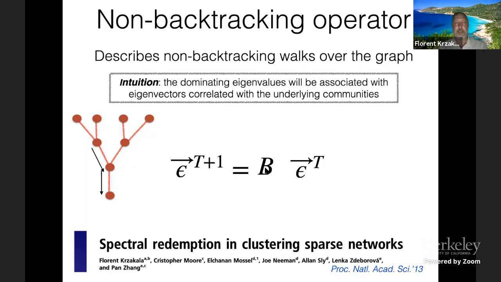So it's a spectral clustering algorithm, except that instead of looking at the adjacency matrix, we would like to look at this matrix, which is called the non-backtracking operator. It's called non-backtracking because it describes non-backtracking walks over the graph. These two directed edges are connected with this one, but this one is not connected with these edges. So the kind of walk you do here cannot go back, right? They are non-backtracking. That's the difference from the adjacency operator.